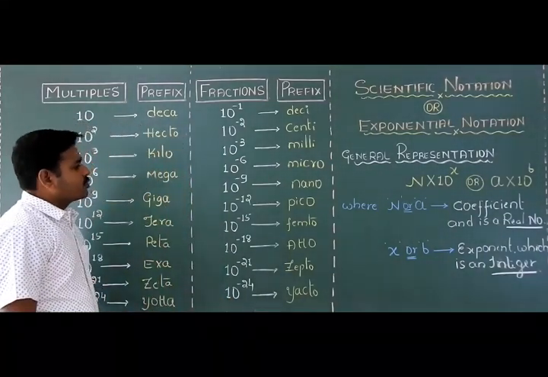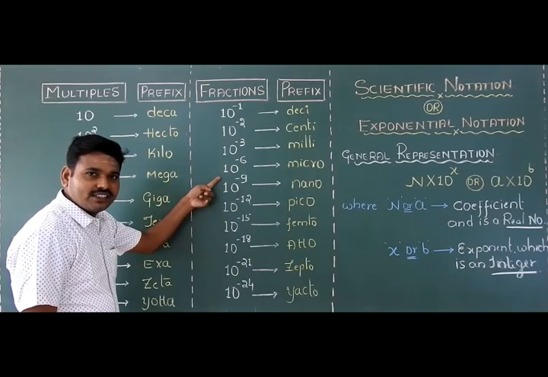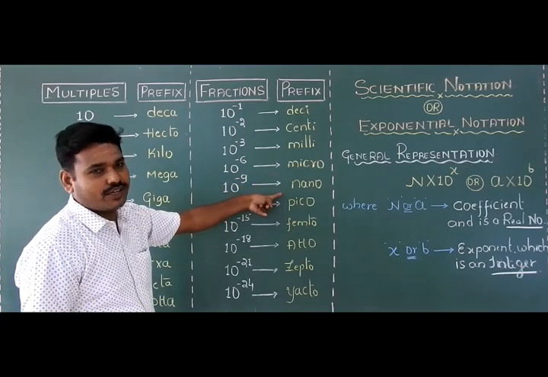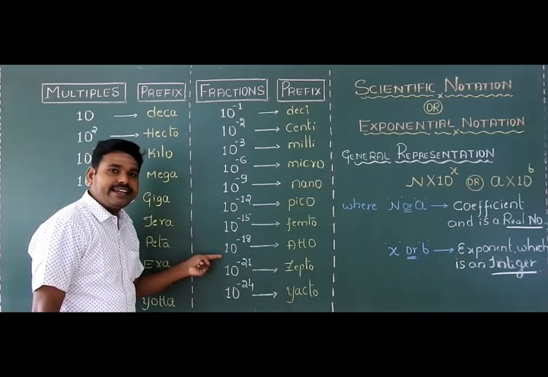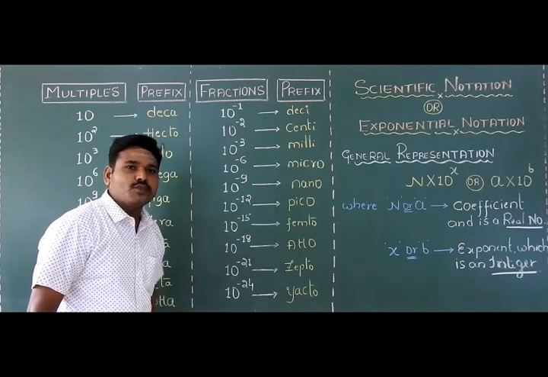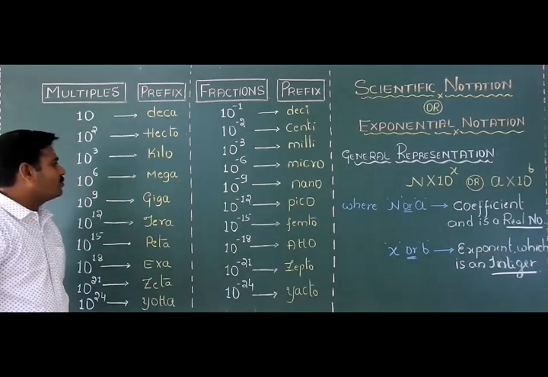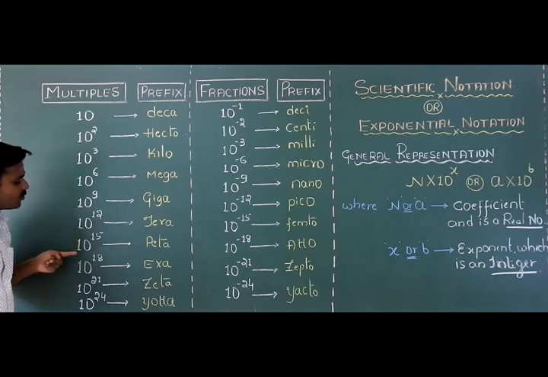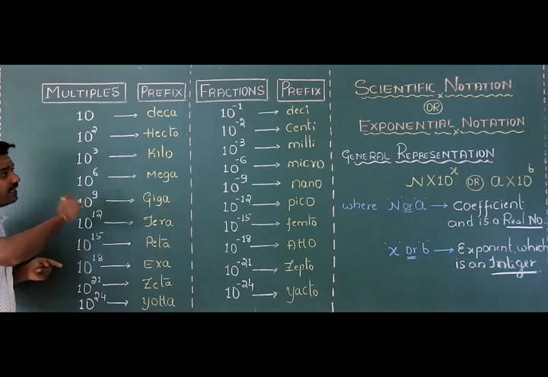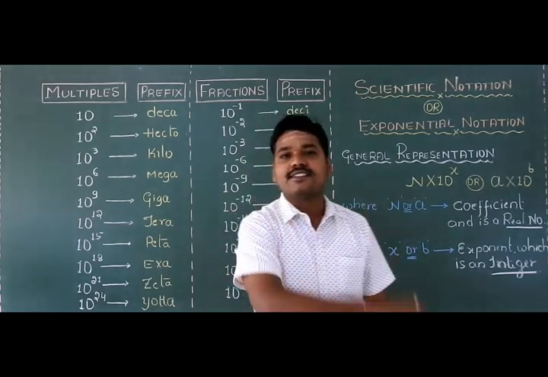Yes, tell me, students, what is the prefix word for the fraction 10 to the power of minus 9? Yes, very good. Nano is the prefix word. What is the prefix word for the fraction 10 raised to minus 18? Atto. What is the prefix word for the fraction 10 raised to minus 3? Milli. What is the prefix word for the multiple 10 to the power of 6? Mega. What is the prefix word for the multiple 10 raised to 15? Peta. Okay, so please remember all these multiples and fractions used in the SI system, students.